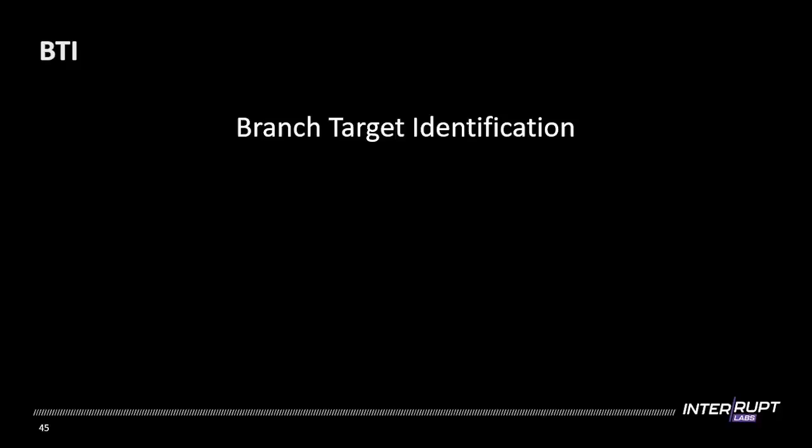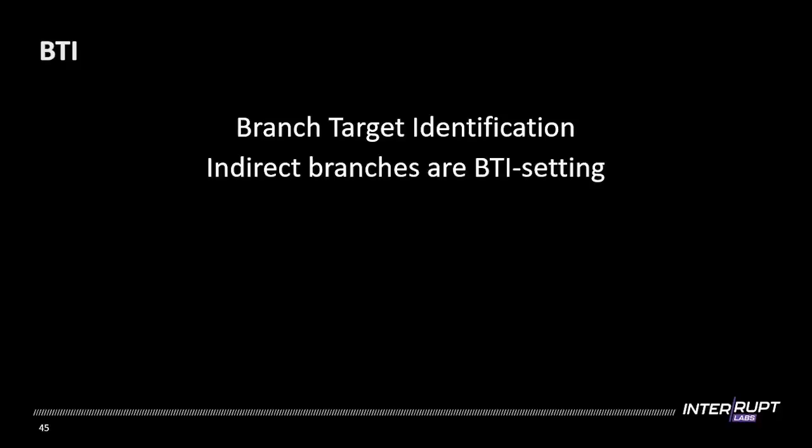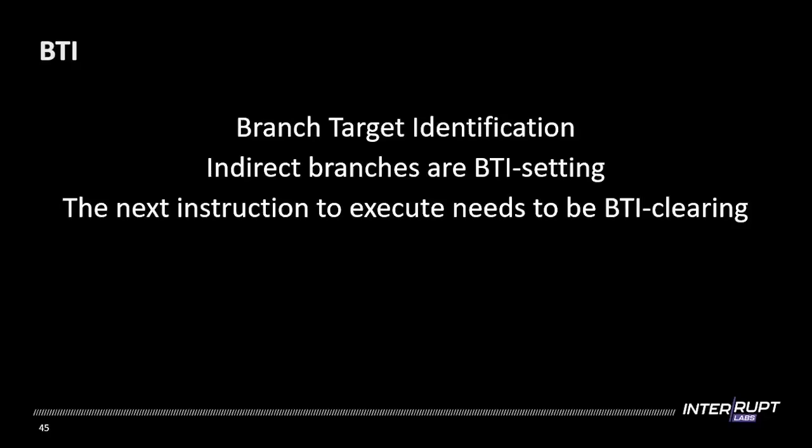How is it actually implemented? Indirect branches are what's called BTI setting instructions, which means that they set something in the processor such that if the next instruction to execute isn't a BTI clearing instruction, there'll be a fault. The BTI instruction is an example of a BTI clearing instruction. You might see this at the start of functions or entries in a jump table. It's followed by J or C or both, depending on if this is a valid target for jumps or calls, or both. This instruction is in NOP space, so a program compiled with BTI will still work on processors that don't support it.